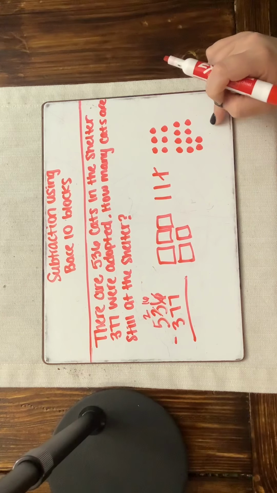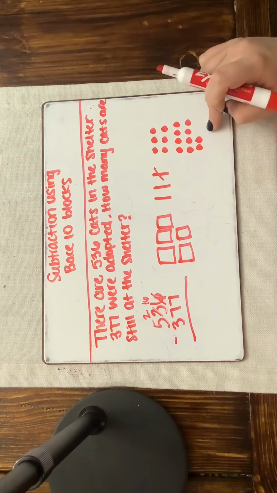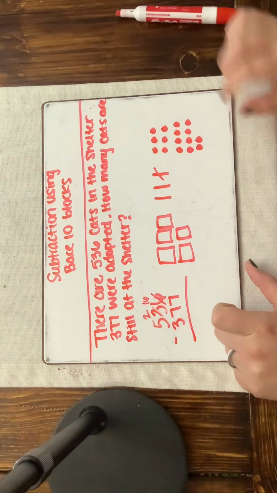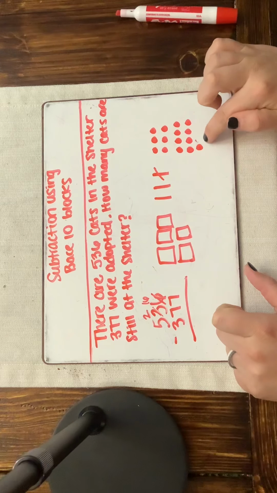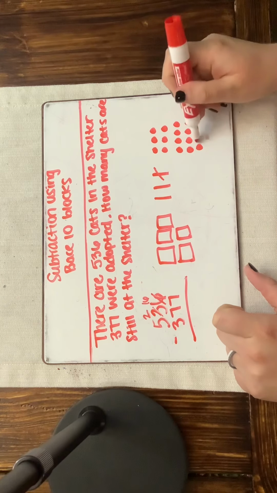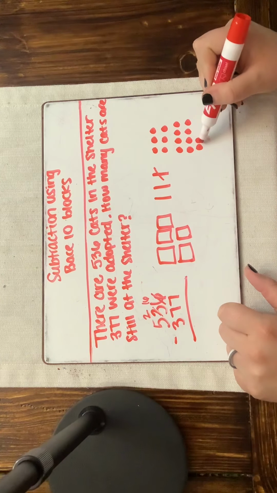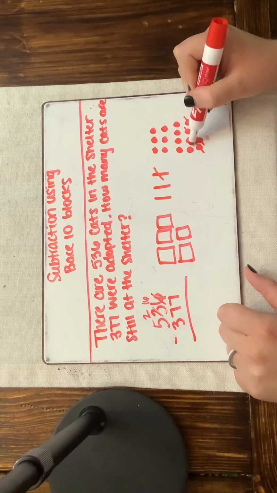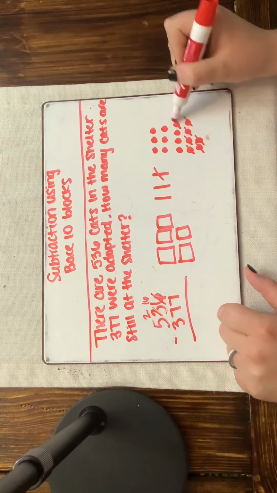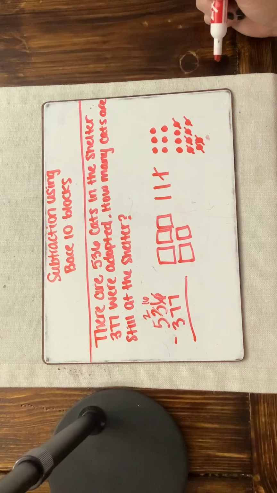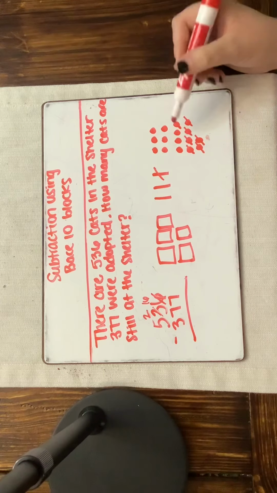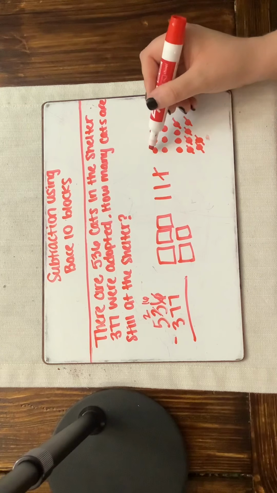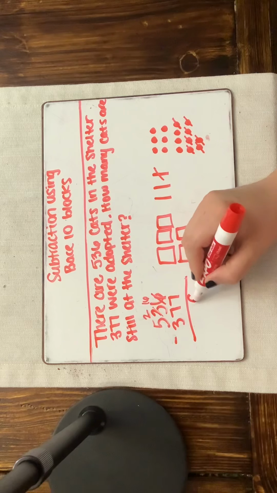So now, let's take our 16 and let's subtract 7. So we have 16, we're going to take away 7. 16, so 1, 2, 3, 4, 5, 6, 7. Leaving us with 1, 2, 3, 4, 5, 6, 7, 8, 9. Let's put a 9 down here.